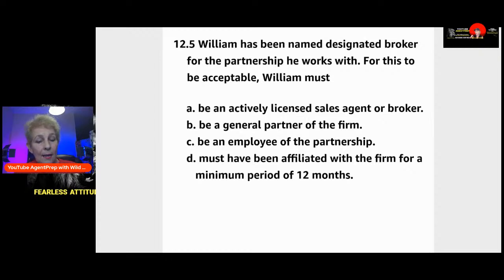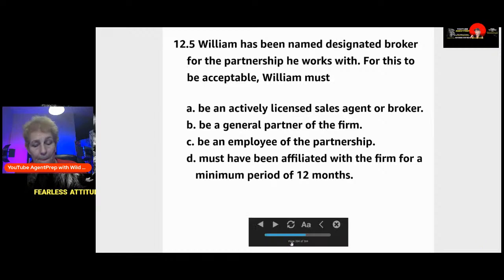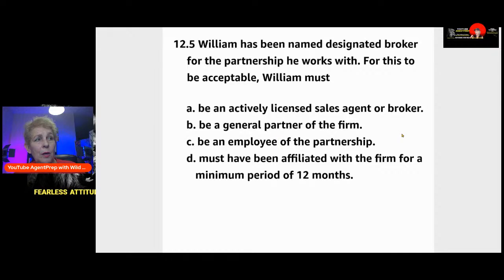No, it is not A. Take another attempt. Okay, so William has been named designated broker for the partnership he works with. For this to be acceptable, William must be a general partner of the firm. So he works for a partnership, and in that partnership, they require him to be a general partner of the firm that makes decisions.